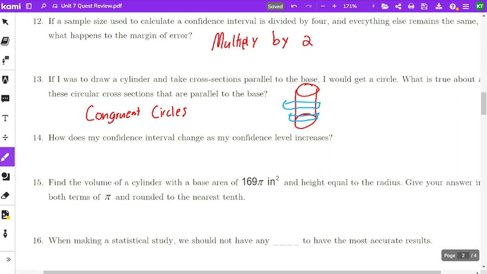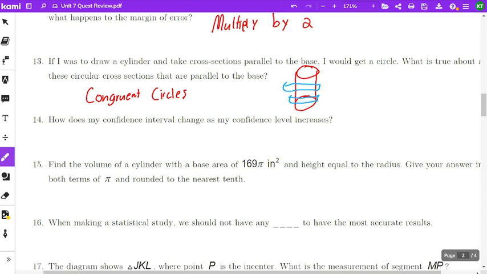How does my confidence interval change as my confidence level increases? Again, think about the target. As my confidence level gets bigger, my target's getting bigger, so the space that I can hit on my target is getting bigger, so that means my confidence interval is going to get wider.